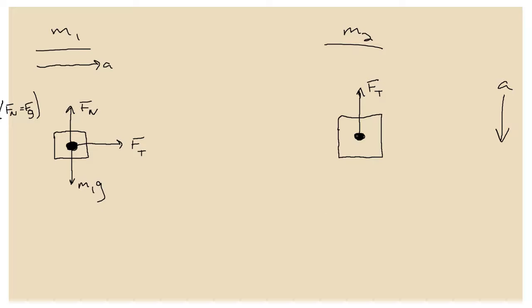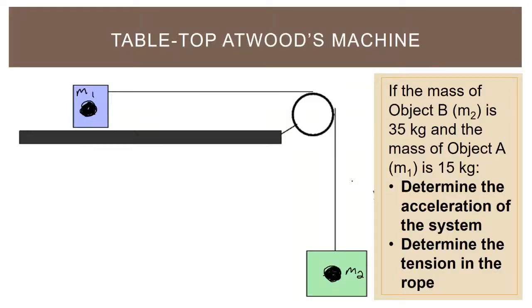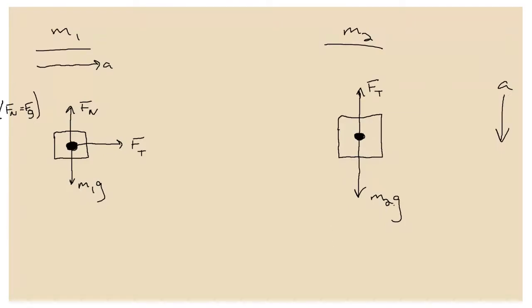And then we'll have our weight coming down here, and it should be clear to everybody that because this thing is accelerating down, this has got to be bigger than the force of tension, and so we'll just draw that arrow a little longer. So notice now every aspect of these diagrams is correct. We have the tension forces being equal in these two diagrams. M2, the hanging mass, in this particular example, because they said that that one is 35 kilograms and the other one is 15 kilograms, M2G is larger than M1G.